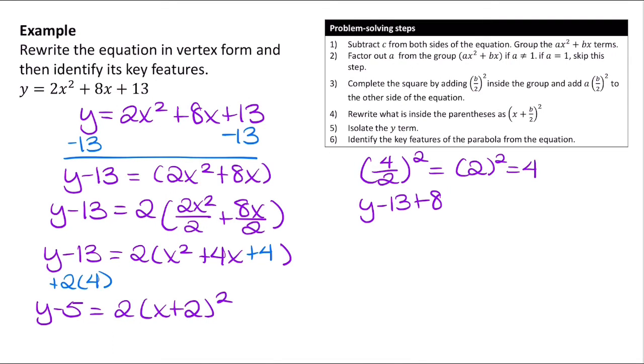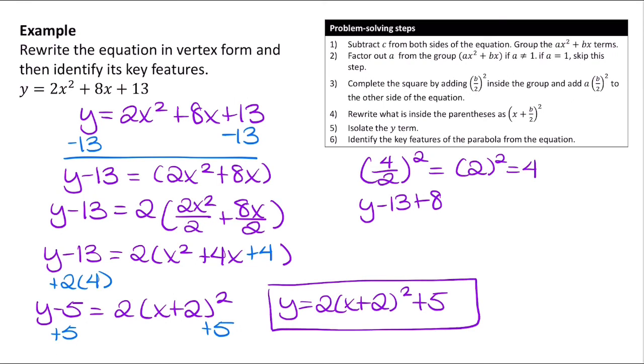And now to balance this out, I'm going to just add 5 to both sides. And when I do that, I get y equals 2 times (x plus 2) squared plus 5. Okay, and that's my equation now in vertex form.